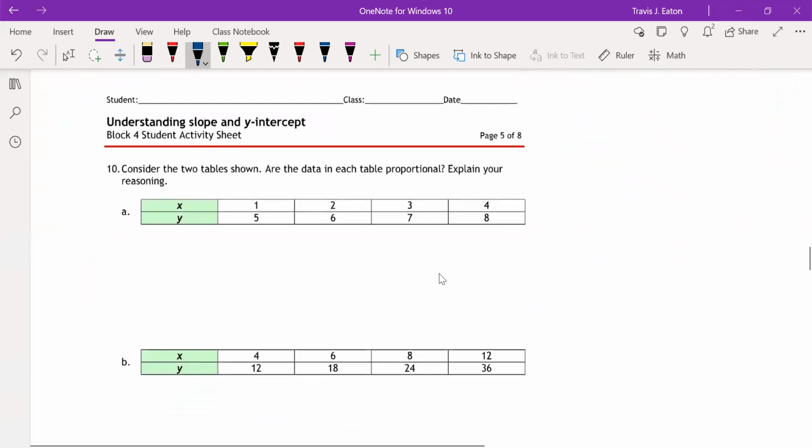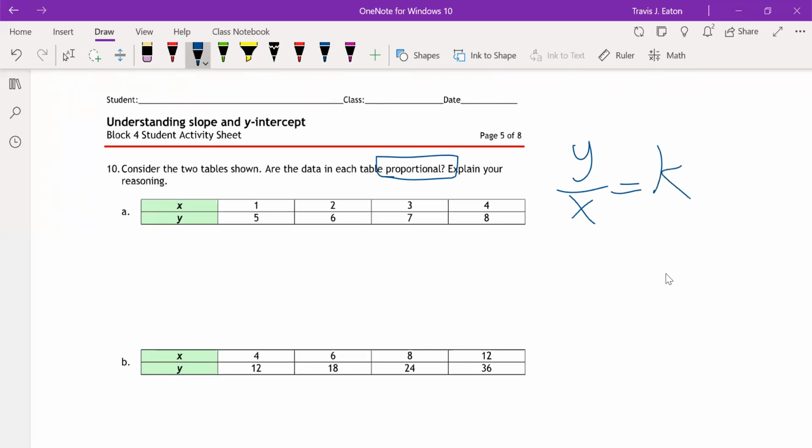These are two different tables. Let's consider these two different tables. Is the data in the table proportional? Okay, remember, for it to be proportional, you divide your y by your x, and you're going to get a constant number every time. So in this case, if we divide 5 by 1, what is that? 5 divided by 1 is 5, correct? Yes. Here, if we divide y by x, remember, y divided by x. If here, 6 divided by 2, well, 6 divided by 2 is 3.